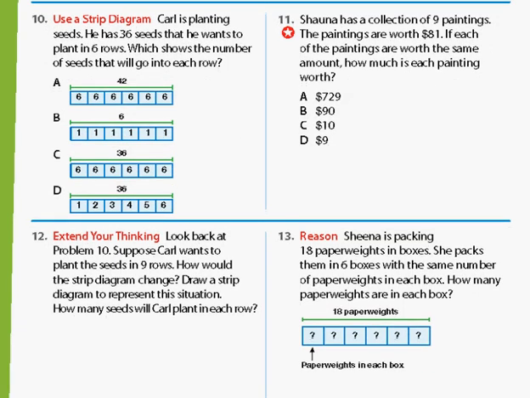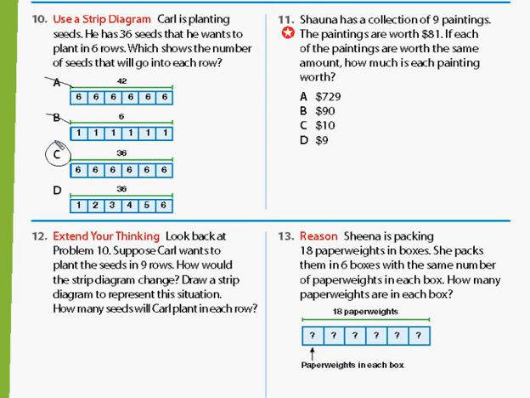Use a strip diagram. Carl is planting seeds. He has 36 seeds that he wants to plant in 6 rows. Which shows the number of seeds that will go into each row? The overall strip diagram is going to represent 36, and A and B don't do that. So we're between C and D. We said there's going to be 6 in each row. This one shows 6 in each row, and this one doesn't. So C is our right answer.